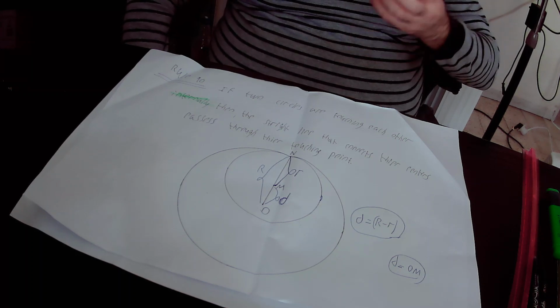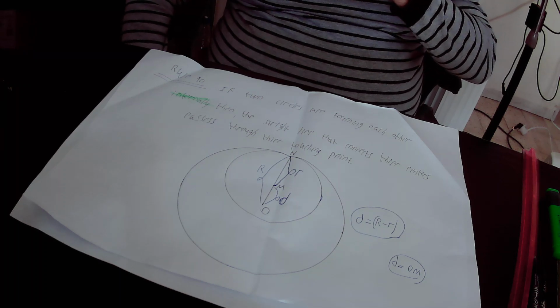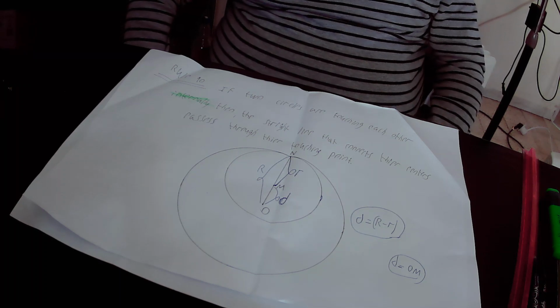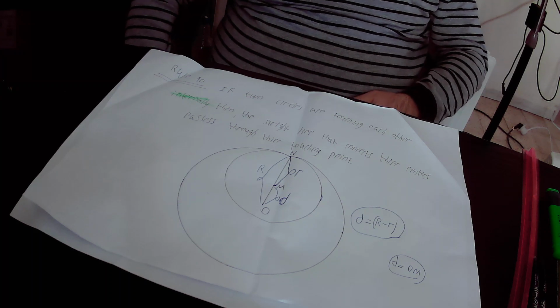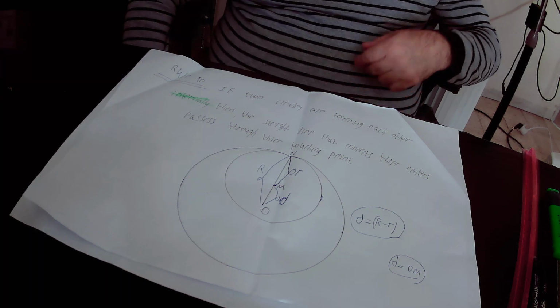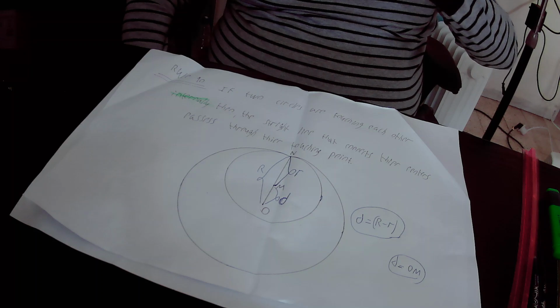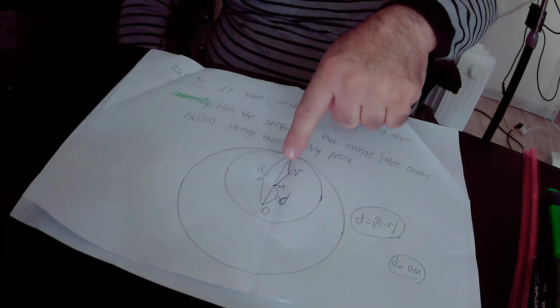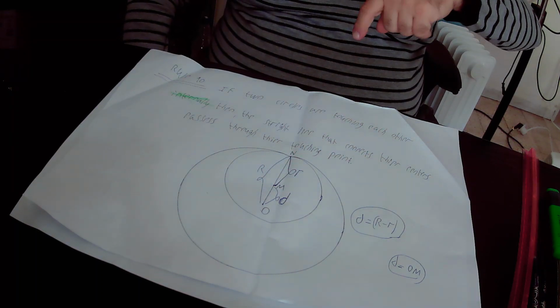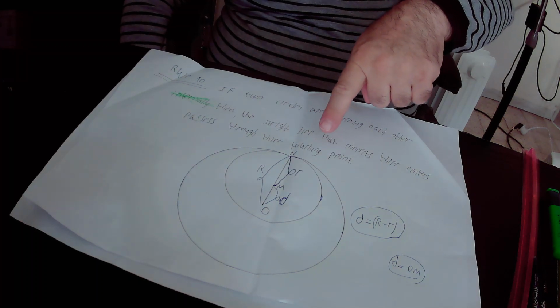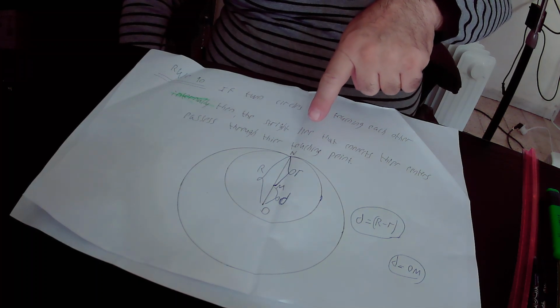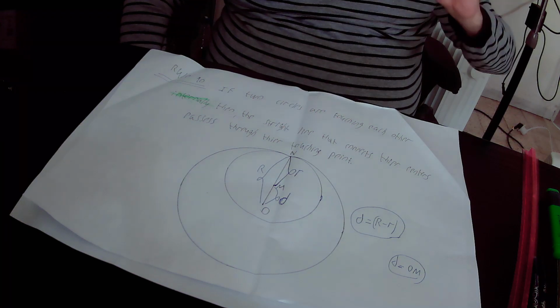So I'll repeat again, according to rule number 10, whenever you have two circles that are touching each other internally, then the straight line that connects their centers together, in this case the straight line OM, must pass through their touching point. Their touching point is at point N, and therefore OMN is one straight line.